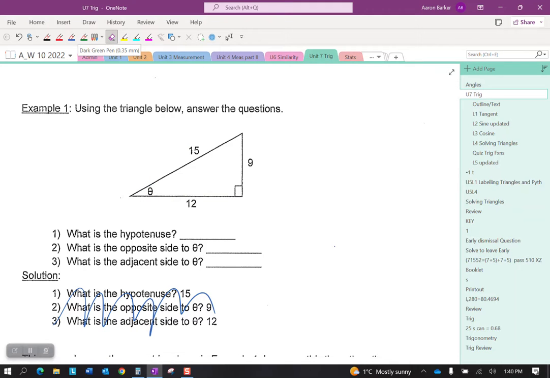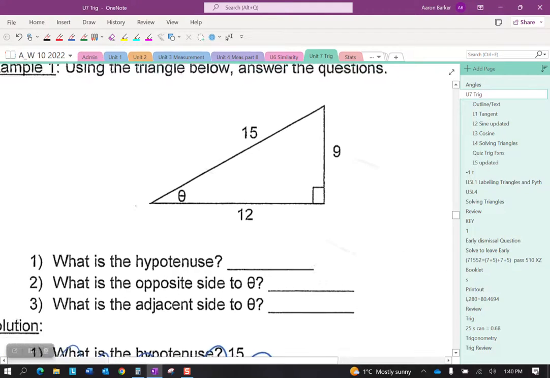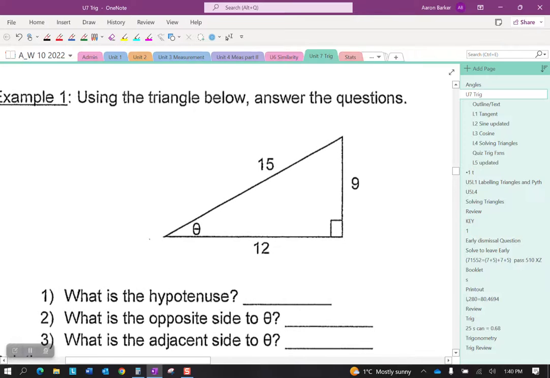Okay, so turn it over. Another example, label your HOA. 15. Which one's O? 9. And which one's A?